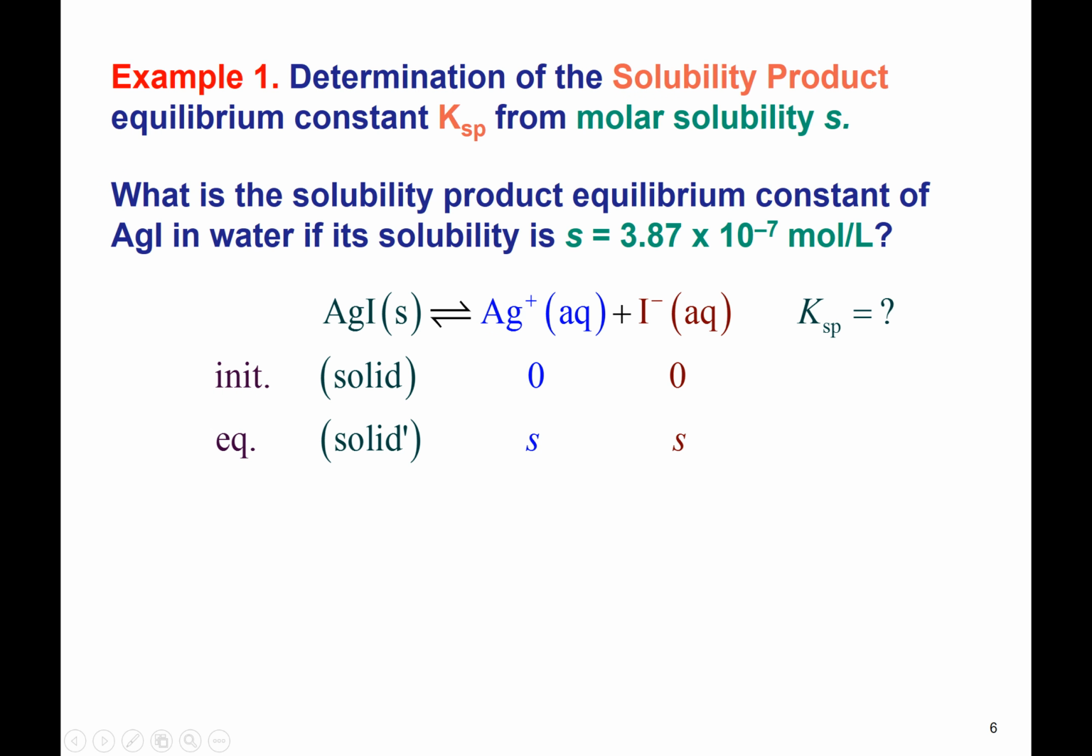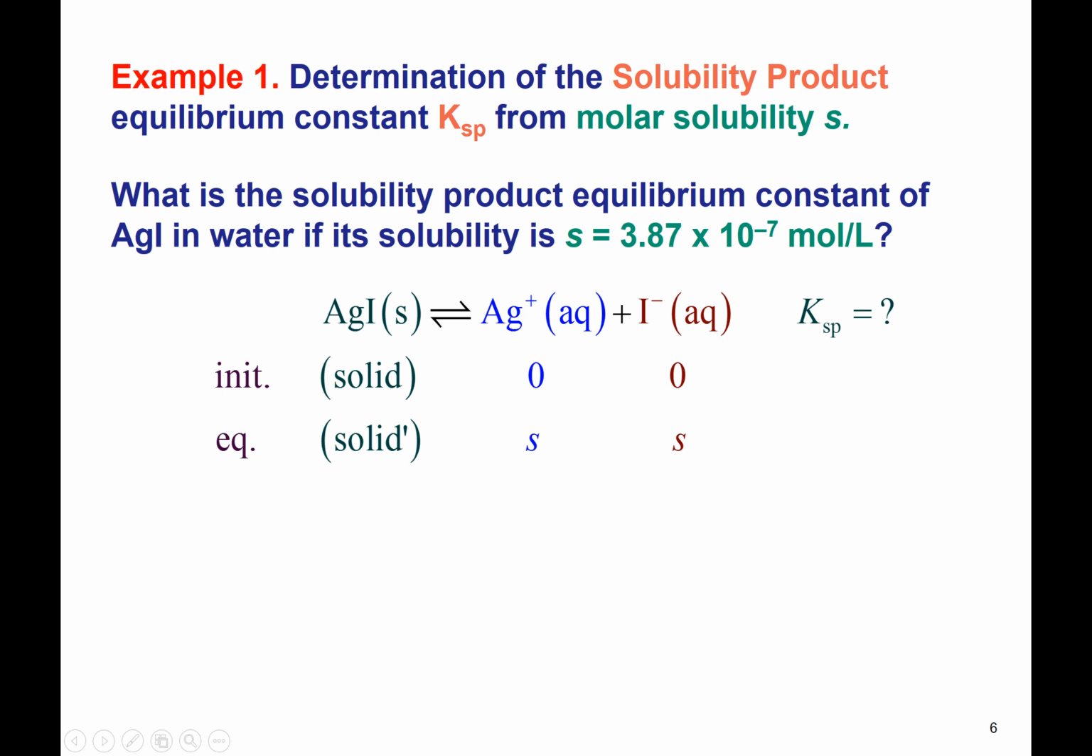So we construct a Rice table for silver iodide, and what we want to know is what's the solubility product. Initially we have solid in contact with water and none of the dissolution process has occurred, so the concentration of the ions produced in the dissolution is 0. Now we let the dissolution take place and wait until equilibrium is reached. Some of the solid has dissolved, so the amount of solid in contact with the solution has decreased. Notice that per mole of silver iodide that dissolves, a mole of silver cations and a mole of iodide anions are produced.